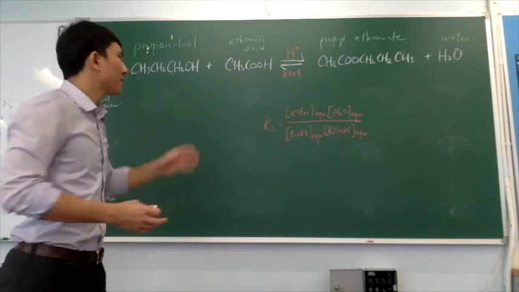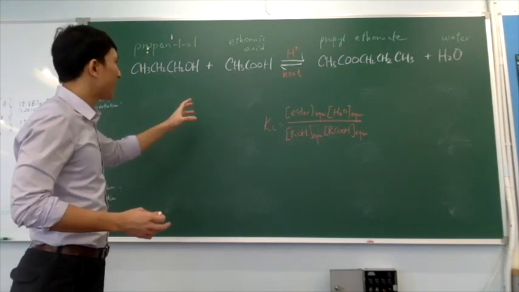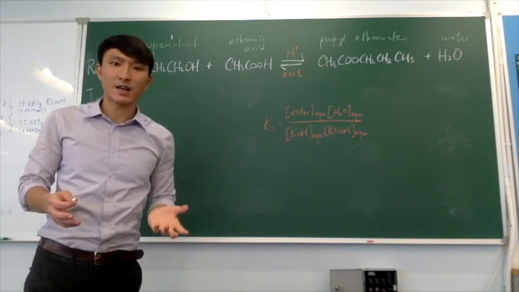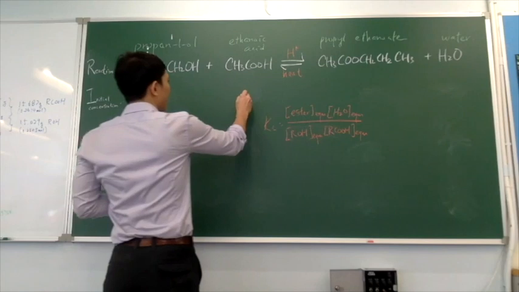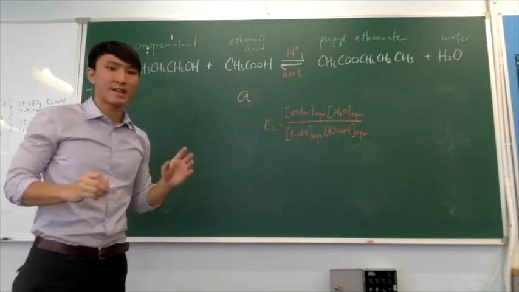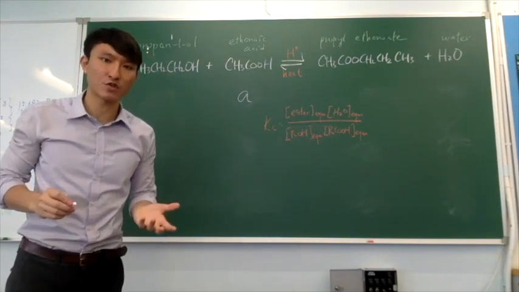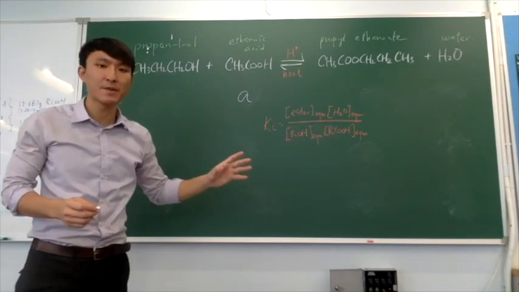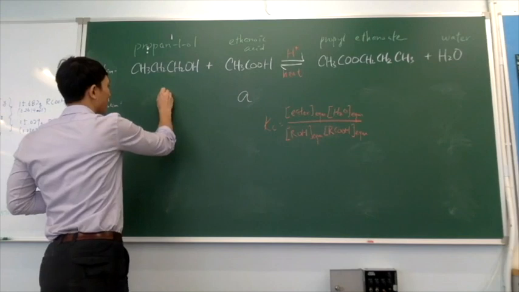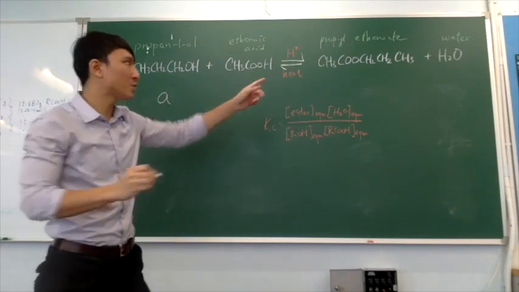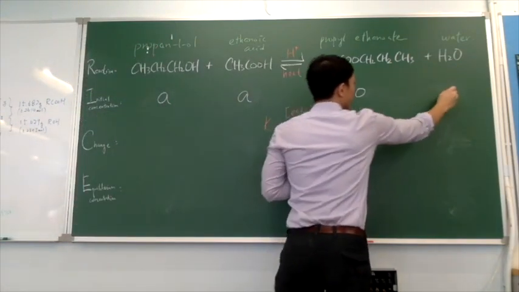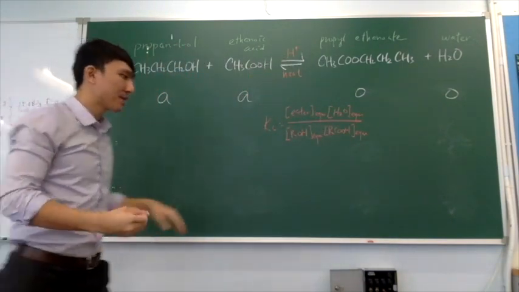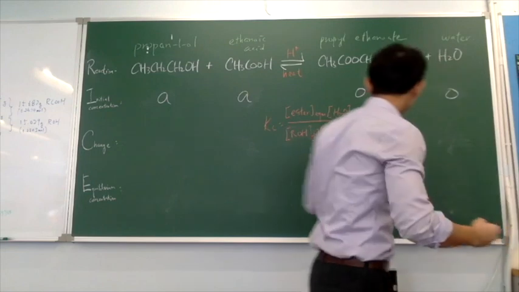Okay? Now, that means we are able to get the initial concentration of ethanoic acid. Let's just use A, okay, to represent the initial concentration of ethanoic acid. Okay? And like I said, we assume these two are the same. So if this is A, this is also A. Okay? And this one is obviously 0, 0. So we don't have ester and water at the beginning. Okay? Now just erase this one a bit.